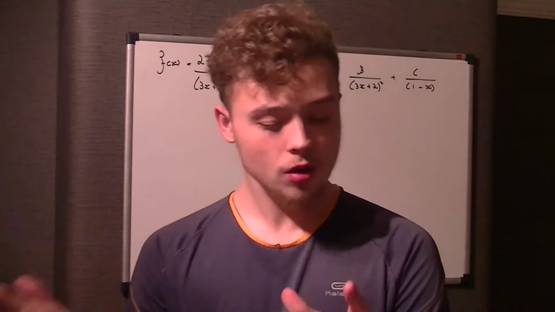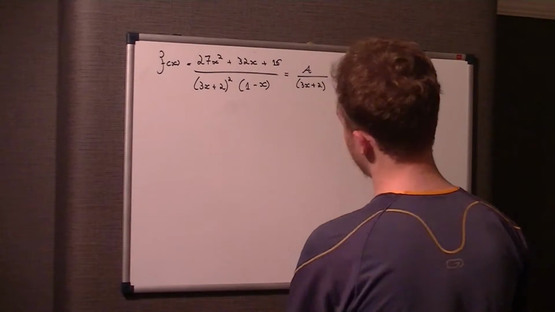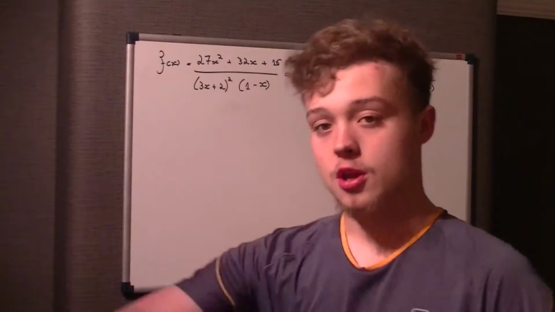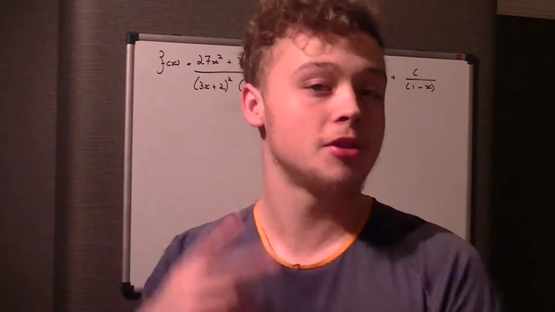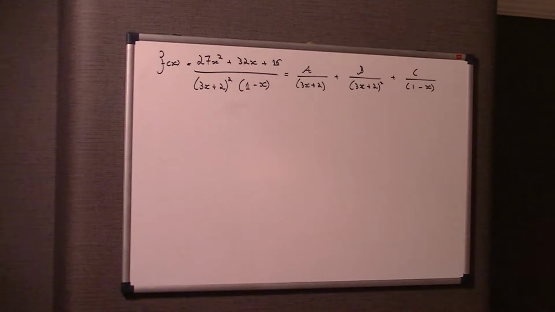I always do it for you on the board, but nicely on this paper they have done the A over, B over, C over split for you. They have split it up for you. We've just got to find the values of A, B and C.